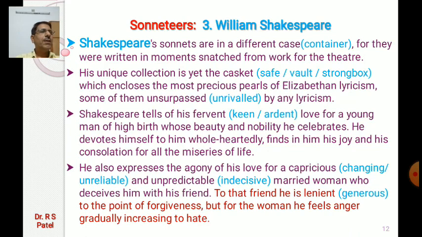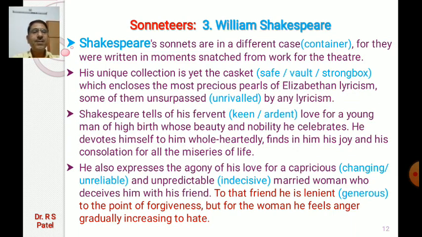Now, it is very miserable for William Shakespeare that the lady whom he loved so dearly deceives him with his friend. To that friend, he is lenient. Lenient means generous to the point of forgiveness. But for that woman, he feels anger gradually increasing to hate.